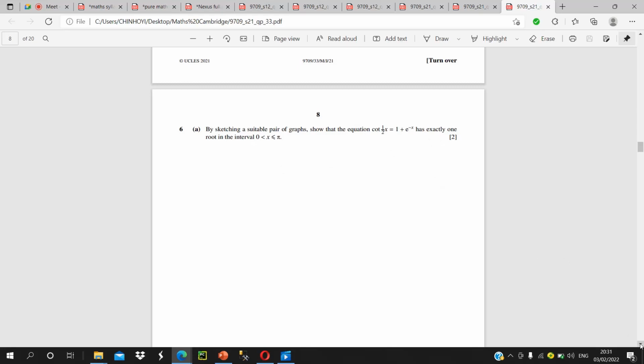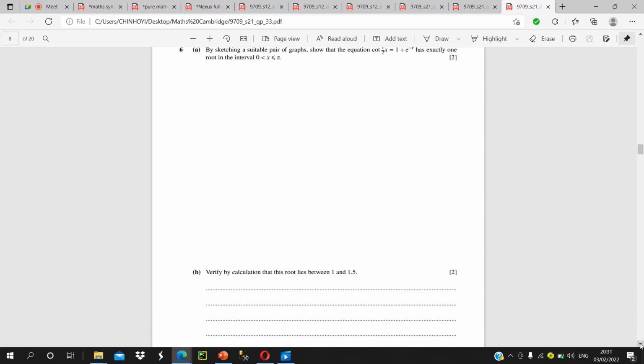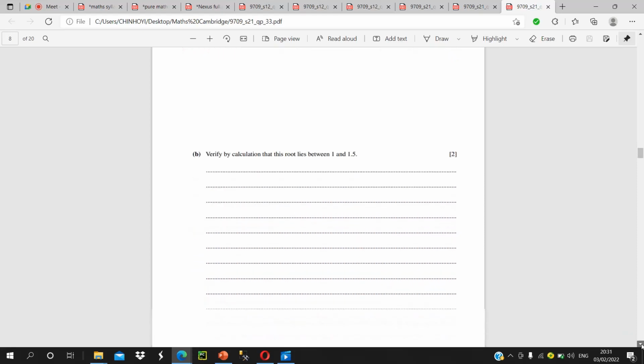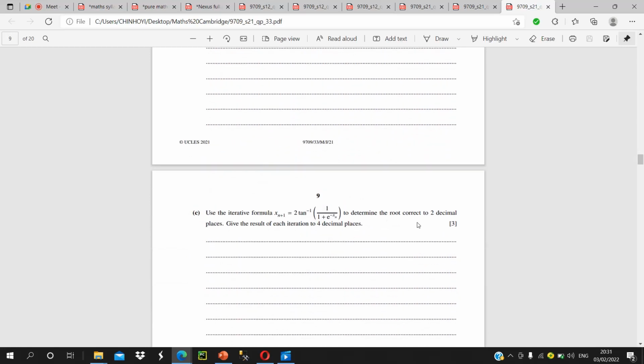Have you done trig graphs under trigonometry? Yes, but only cosine and tan. Cosine, sine, and tan. Okay, fine, we'll look at that. And also part B, verify by calculation that this root lies between 1 and 1.5. Then the last part, the one that we want to do: use this iterative formula to determine the root to 2 decimal places, giving the result of each iteration.